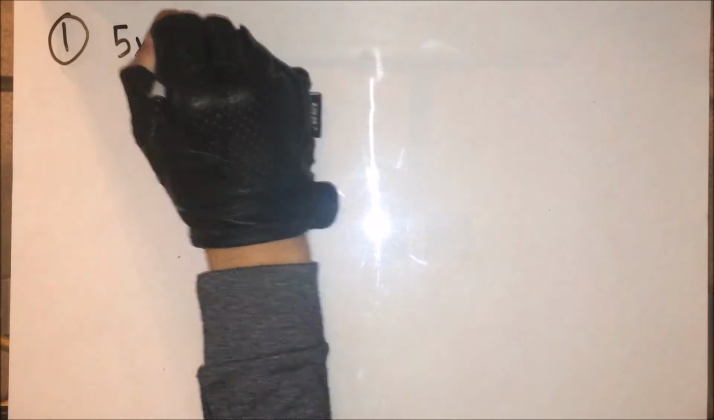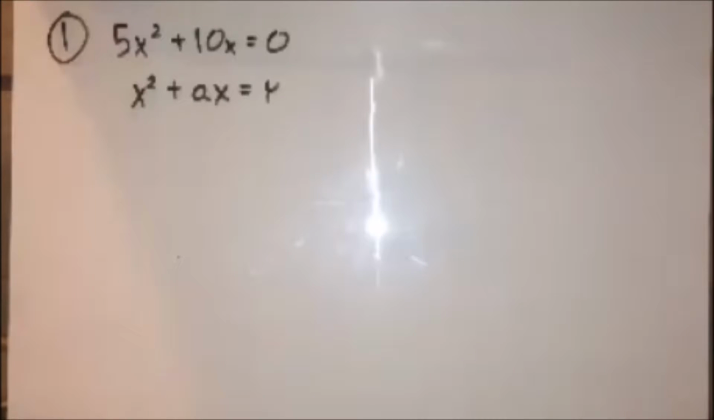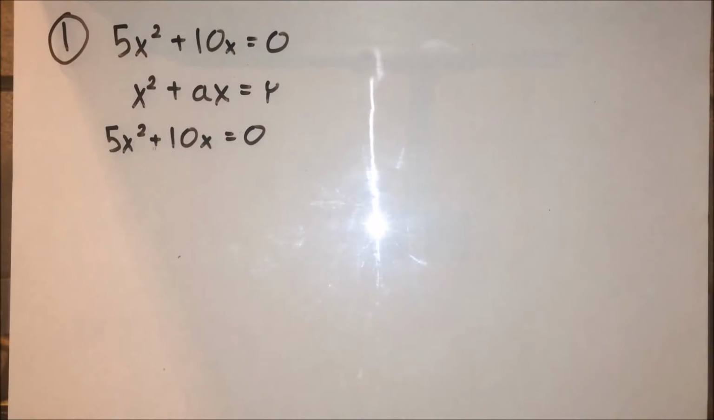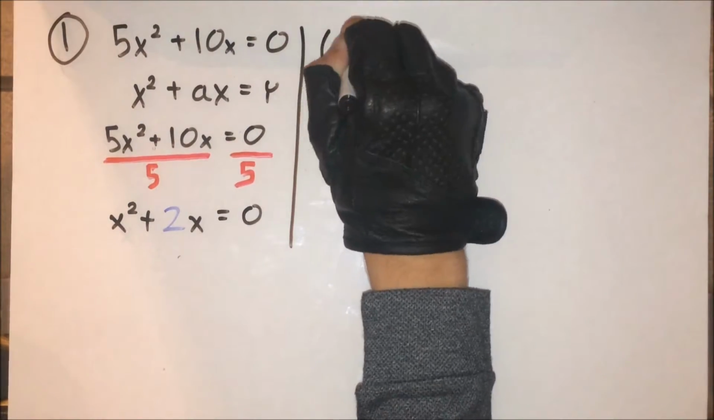For our first example, we will use the equation 5x squared plus 10x equals 0. Now, completing the square requires a specific format, x squared plus ax equals y. We cannot have a coefficient in front of x squared, so to fix this, we divide both sides by 5. Now that we have the proper format, the rest is simple.